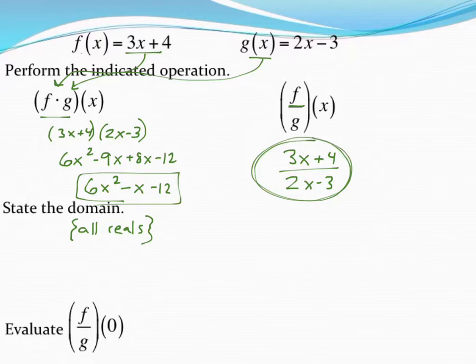I've got to be really careful about my domain this time, though, because even though the original functions had an unrestricted domain, since I'm doing a division problem, I have to be careful that I don't divide by 0. So if you recall from the domain video, I want to make sure that the bottom of this is not equal to 0. So if I solve this, I end up with x cannot be equal to 3/2. That's the only number I don't want to plug in.